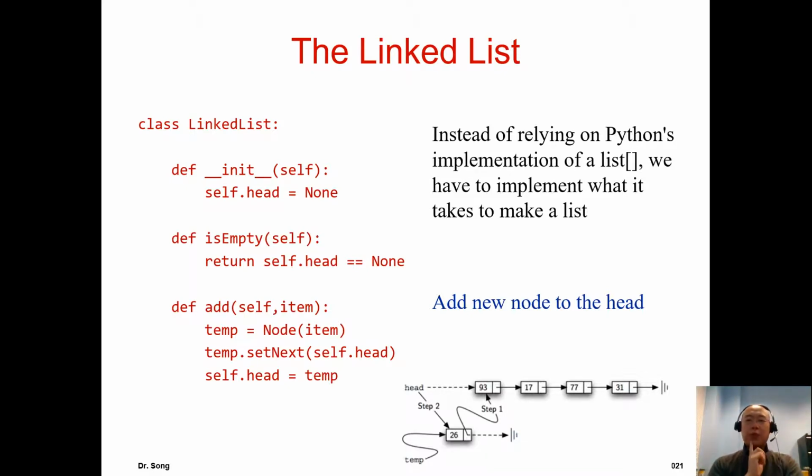So let me ask you this. After we have added 26, is 26 at the very beginning of the linked list, or at the very end of the list? The answer is that 26 is at the very beginning of the linked list, and this is how we do the add. When we add a new value, we add it to the very beginning of the linked list.